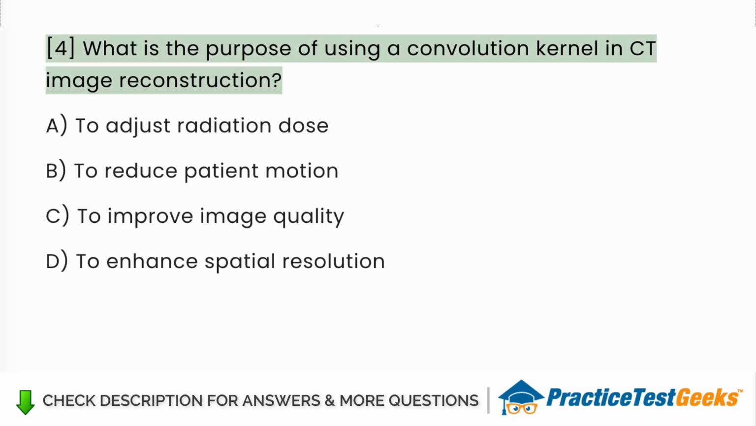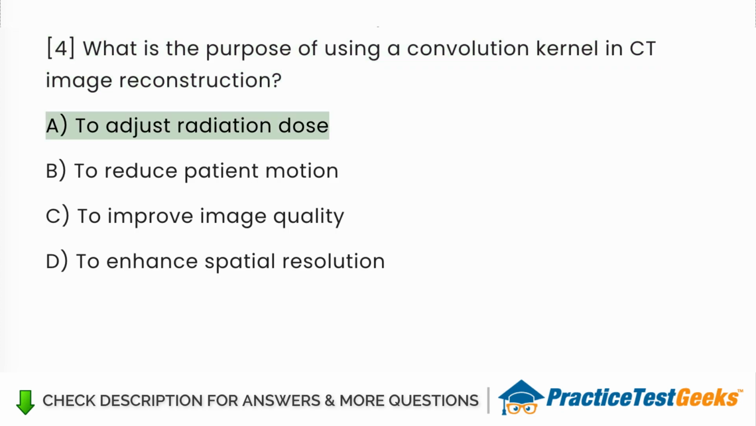What is the purpose of using a convolution kernel in CT image reconstruction? A. To adjust radiation dose. B. To reduce patient motion. C. To improve image quality. D. To enhance spatial resolution.